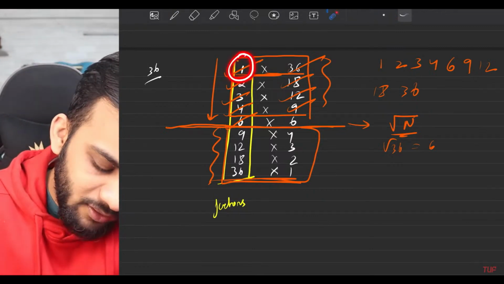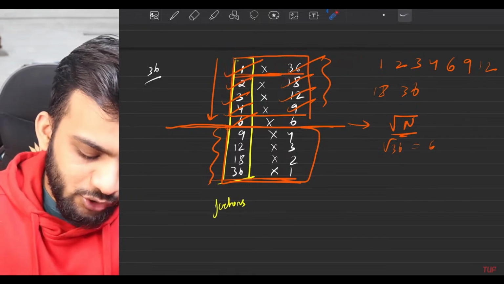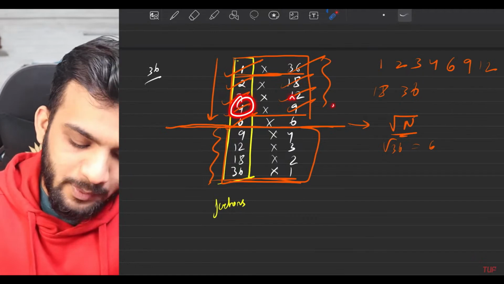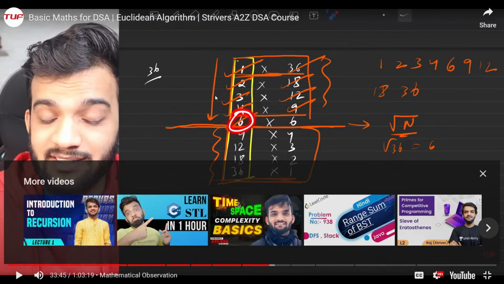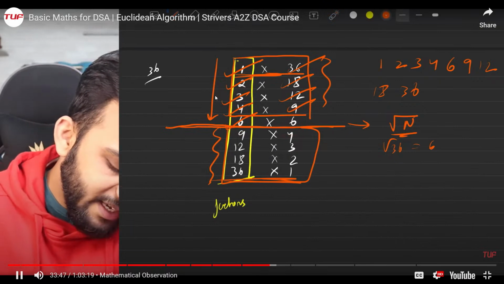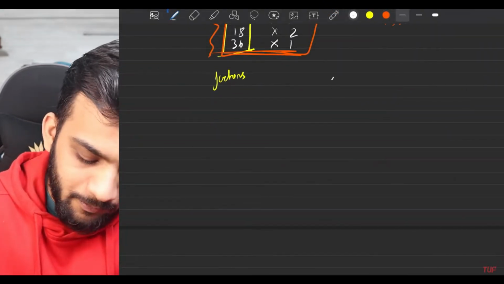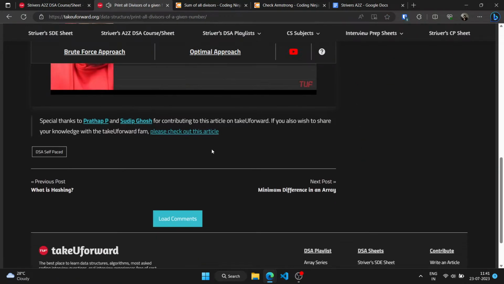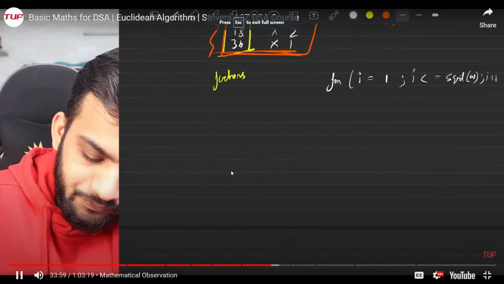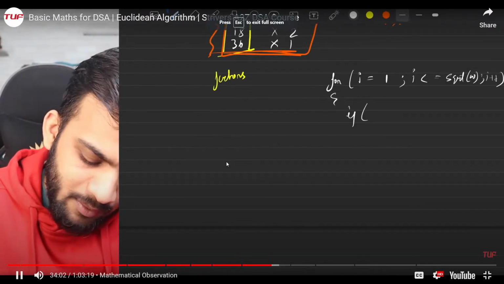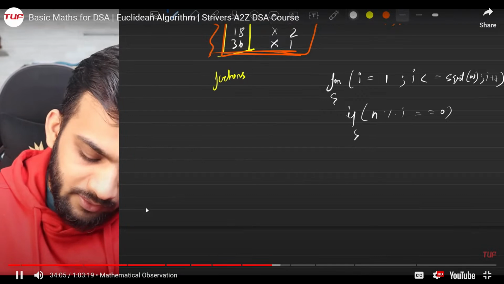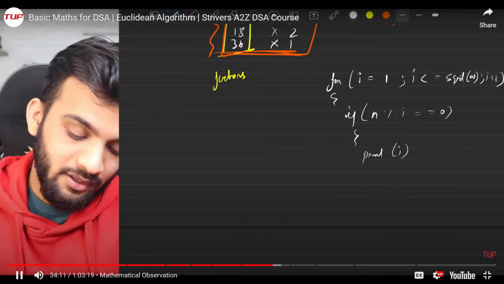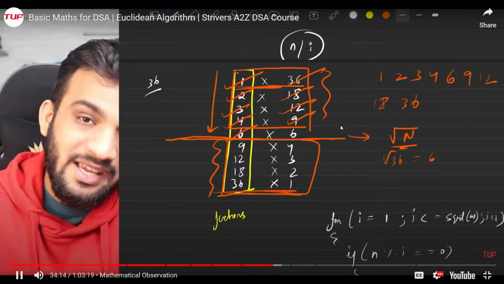How? If this is 1, this has to be n by 1. If this is 2, this has to be n by 2. If this is 3, this has to be n by 3. If this is 4, this has to be n by 4. If this is 6, this has to be n by 6. So now the looping is very straightforward. I loop from i equal to 1 till i less than equal to square root of n, i plus plus. If n modulo i is 0, then i is a factor, so print i as one of the factors. What is the other factor? We just now found out the other factor is n by i.